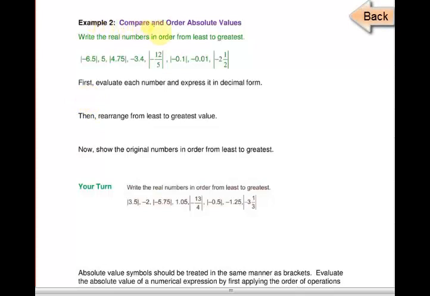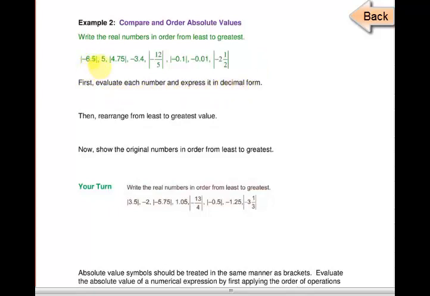Example 2. Compare and order absolute values. Write the real numbers in order from least to greatest. So we're going to take these numbers here and order them from the smallest number up to the biggest number. The first thing we're going to do is evaluate each number and express it in decimal form.